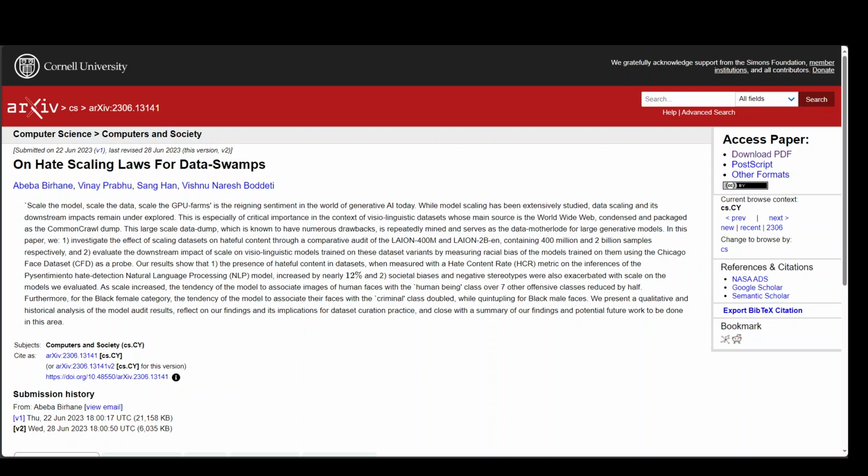This is where this new research by Abeba Birhane, Vinay Prabhu, Sang Han, Vishnu Naresh Boddeti, and their colleagues has found some interesting results. These researchers have analyzed publicly available text-image datasets for their proportion of hateful content, that is, content that belittles based on gender, race, or sexual orientation, and they have audited models trained on them for racial bias. Researchers found that larger training sets can push models toward greater bias.